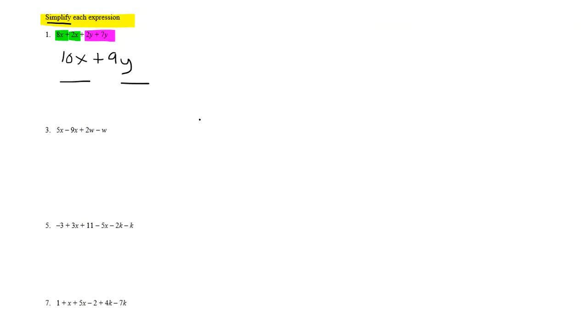I want you to notice, and I'm going to write this bigger, 5x subtract 9x plus 2w subtract w. On this one, we have addition and subtraction. Before we move any further, what I want you to do is change all of your subtractions to addition. So we're going to take this subtraction right here, and we are going to keep, change, change, so that we're adding a negative 9x.